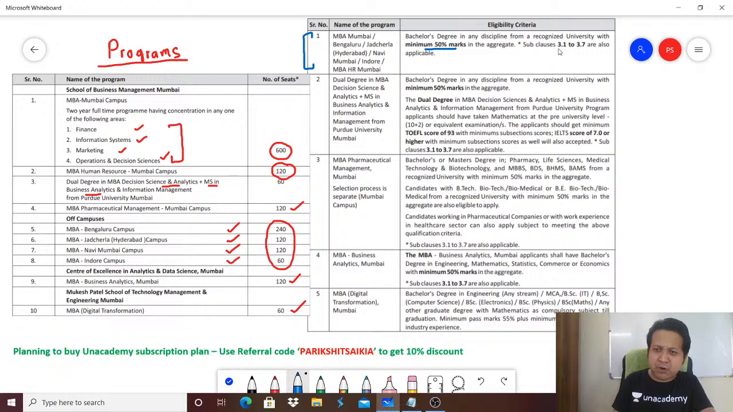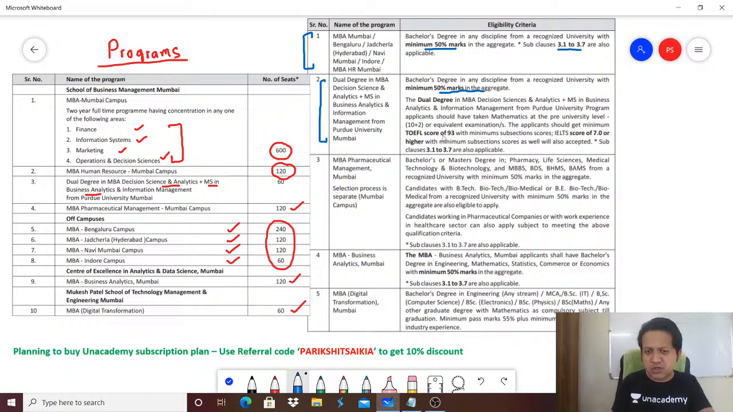Now when I say sub-clauses 3.1 to 3.7, I have not listed them out here, but these clauses will tell you that if I am in the final year of graduation, I can still apply and I will get a provisional admission, provided at the end you are able to get 50% marks in your graduation when the final results are out. Similarly, if you want to go for a dual degree, an MBA plus an MS, 50% aggregate marks is important in your graduation.